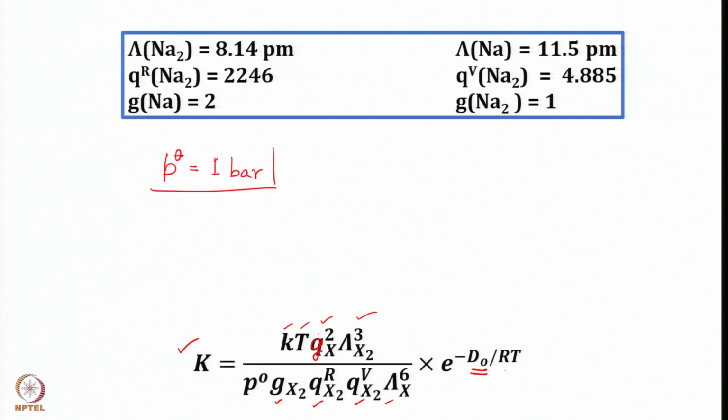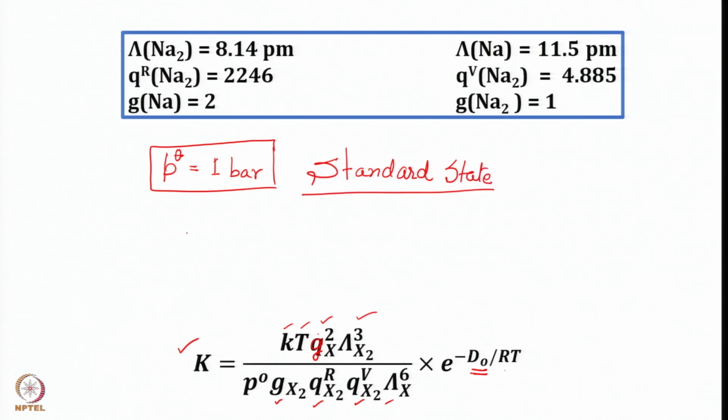This is because we are invoking standard states. Why standard state? Because all our calculations and expressions are based upon delta G naught is minus RT log K, and we have connected everything with the standard state, or change in Gibbs free energy under standard state conditions. And when we say standard state, then we are saying it is 1 bar pressure.